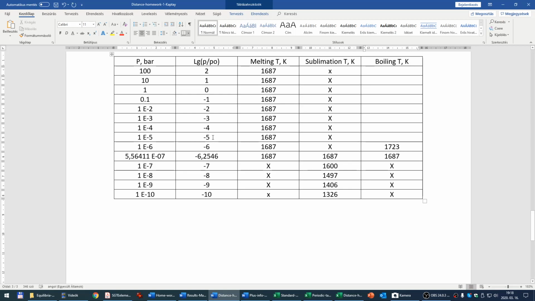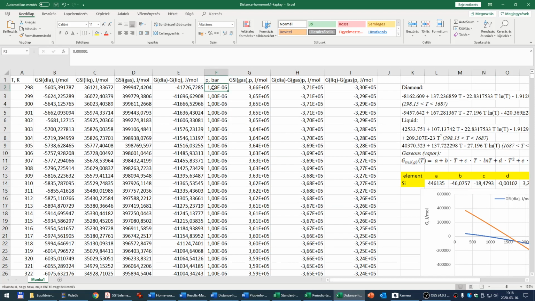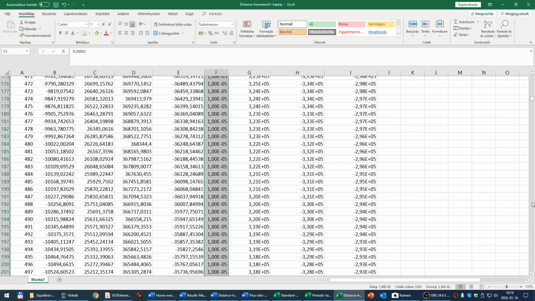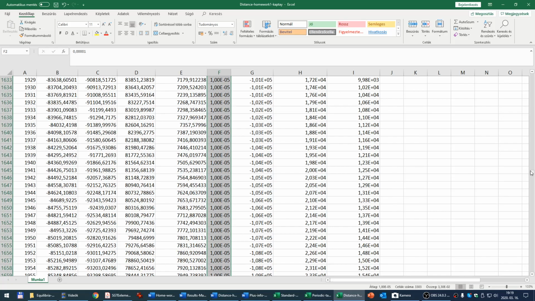Next I should increase pressure. Good. So I remove 10 from pressure. Look at the blue line. No, sorry, orange line is shifted to the right. So now I have a higher boiling temperature. Let me find it more precisely. Not that far.